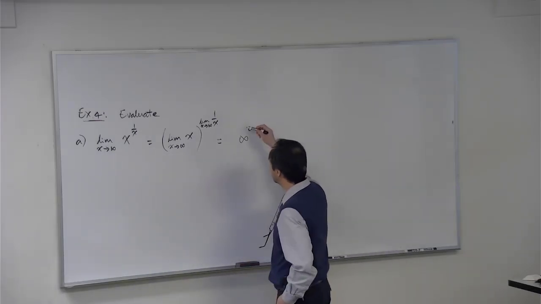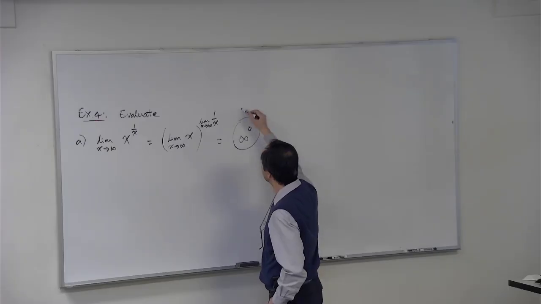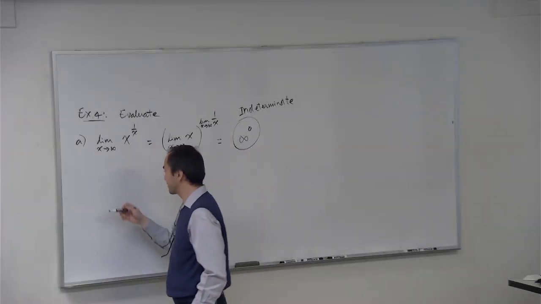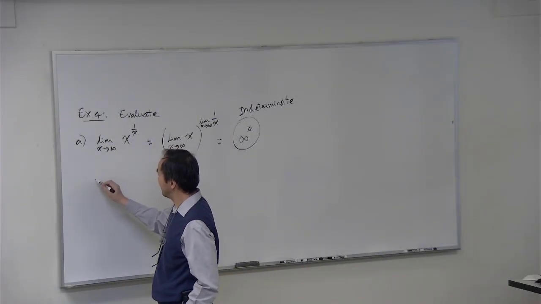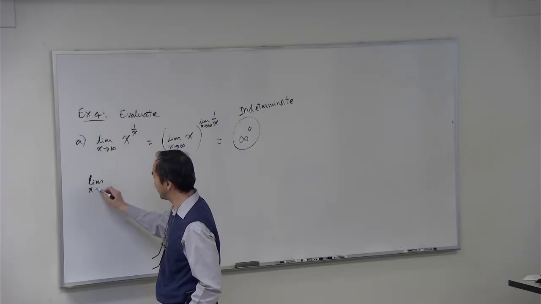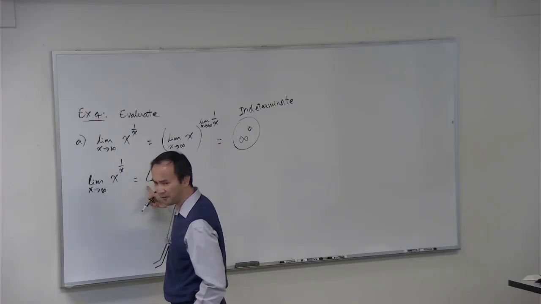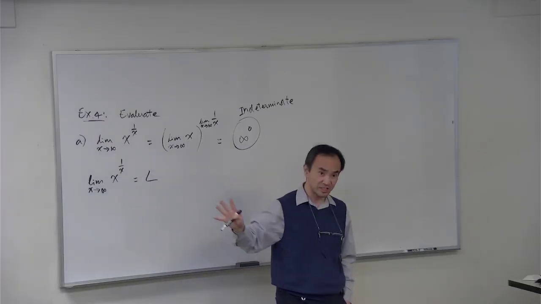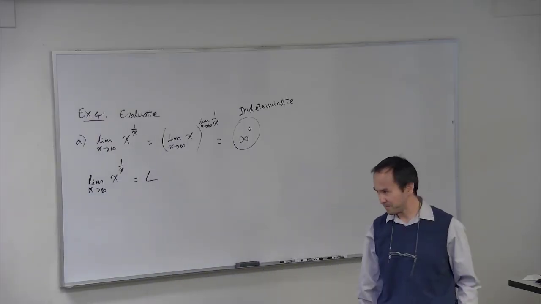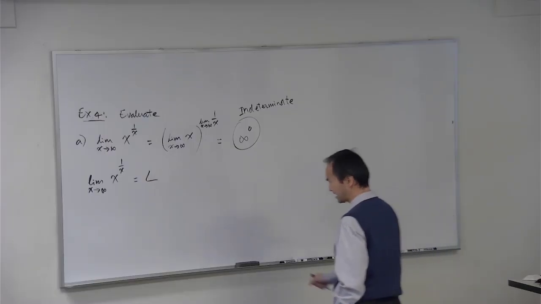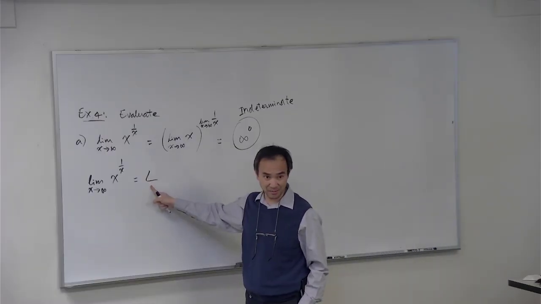So now I know it's indeterminate. Let's say the limit here, I'm not talking about L'Hopital's rule yet, I'm just going to say the overall limit from the beginning equals some value. It may be finite, it may be non-existent, it may be infinite, but let's say the limit there is going to be something.